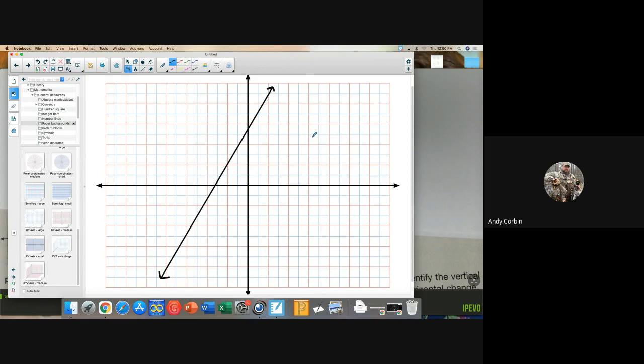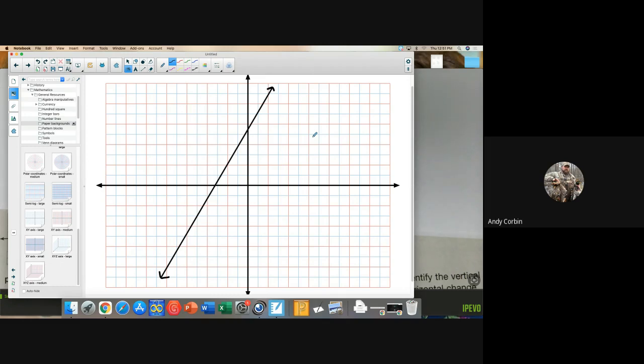The answer to the question is no. The steepness of the line is not going to change no matter where you pick the points, right? As long as it's the same line, these two points, these two points, it doesn't matter. The slope of the line never changes, does it? If the slope changes, that means it's not a line anymore. It's either a line segment or some type of curve, okay?